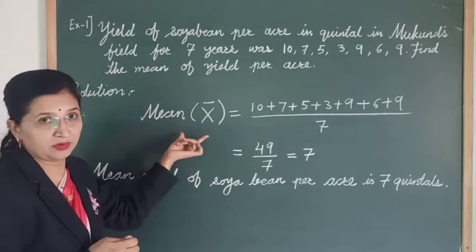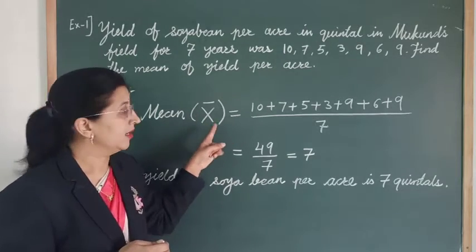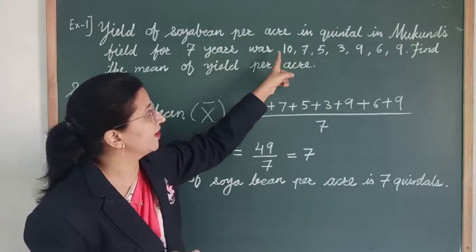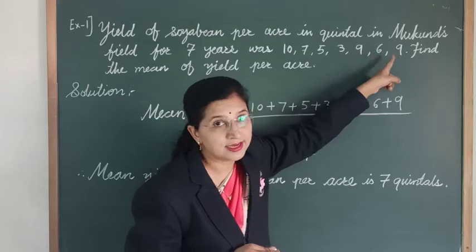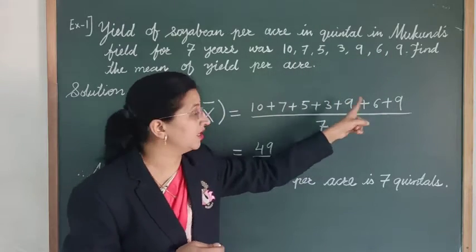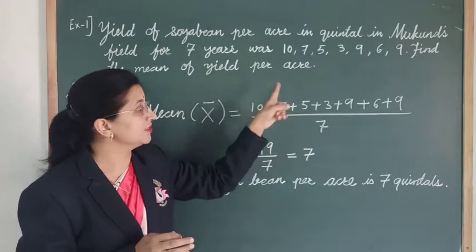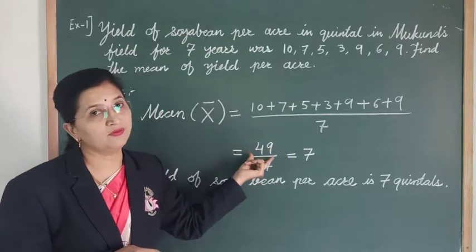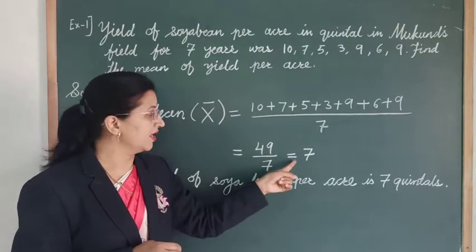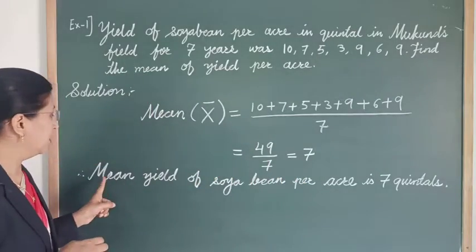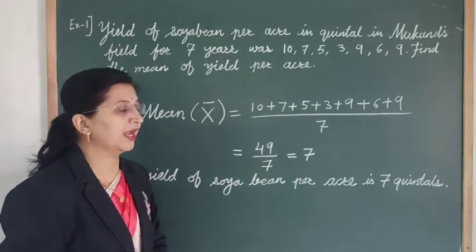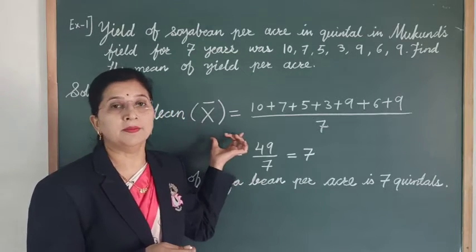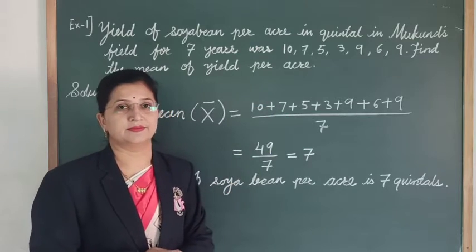So the formula is: mean, denoted by x bar, is equal to the sum of all these observations upon the number of observations. How many observations are there? Total 7: 1, 2, 3, 4, 5, 6, 7. So if we add all these numbers, we get the total 49. 49 upon 7, so the answer is 7. So here the mean yield of soybean per acre is 7 quintals. So dear students, in this way we can find out the mean for the given observation.